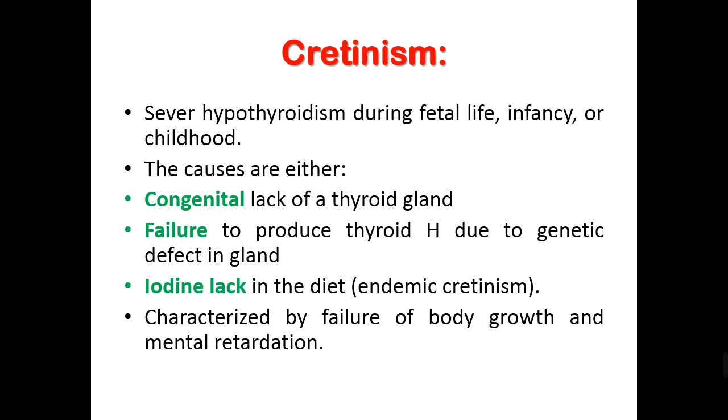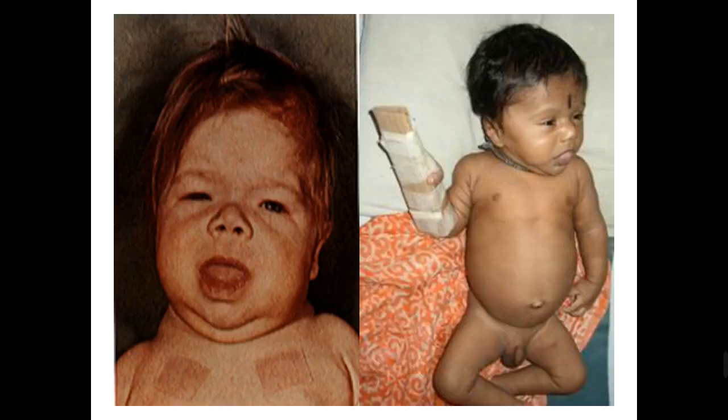The cause may be congenital lack of thyroid gland, or failure to produce thyroid hormone due to genetic defects in one or other enzymes of the gland, or the lack of iodine in the diet due to endemic cretinism. Cretinism is characterized by failure of the body growth and mental retardation. So the baby will have this look.